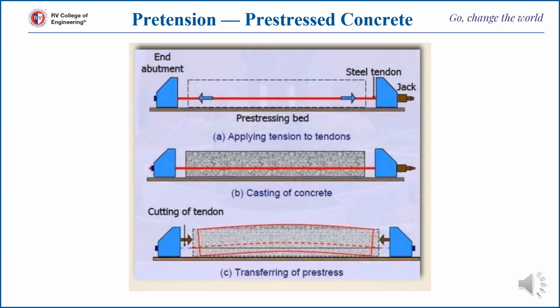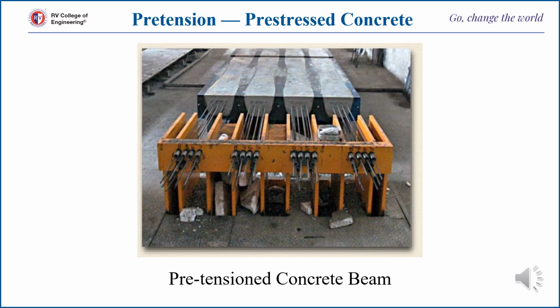In this image, we can see the process of pre-stressing of the concrete. Upon the pre-stressing bed, the end abutments, jack, and the steel tendon are placed. In the first process, tension is applied to the tendons, where jacks are used to provide stress to the steel tendons, which are pulled upon. In the second process, the casting of concrete happens. The mold is placed, and into the mold, the concrete is poured and cast. And finally, the pre-stress is transferred by cutting the tendon. This is the tensioning device used for the pre-tensioning of the pre-stressed concrete.